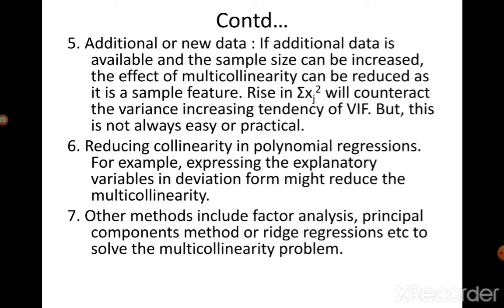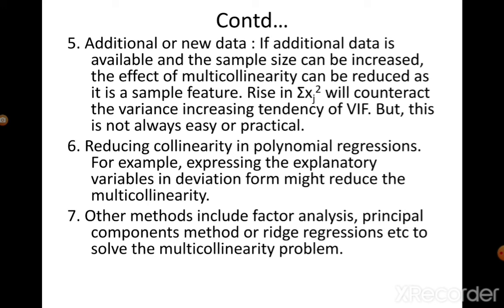And the sixth method is when you have polynomial regressions. By polynomial regressions, I mean something like yi is equal to beta 1 plus beta 2 xi plus beta 3 xi square plus beta 4 xi cube, and so on. So you have powers of the same explanatory variable being a part of the equation. If you have a polynomial regression of that sort, expressing these explanatory variables in the deviation form can get rid or at least reduce the degree of multicollinearity.